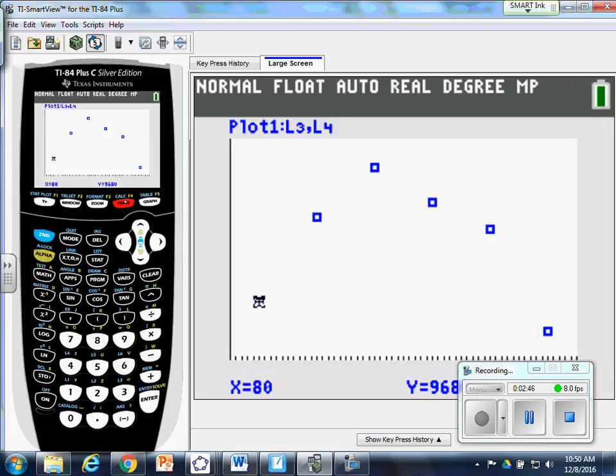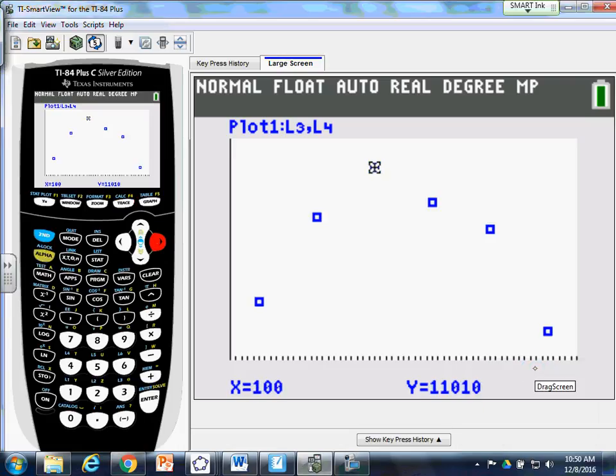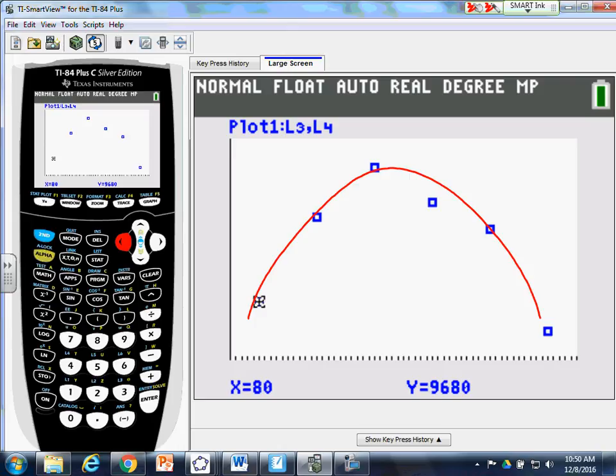At this point, if you wanted to, you can press trace and scroll from point to point and just kind of see what they are. But let's see if we can get an equation. It appears to me there's some sort of parabolic shape that would fit these points. So the thing your calculator can do is find that equation. It's going to take all the points into consideration, and find the equation that would best fit these points.